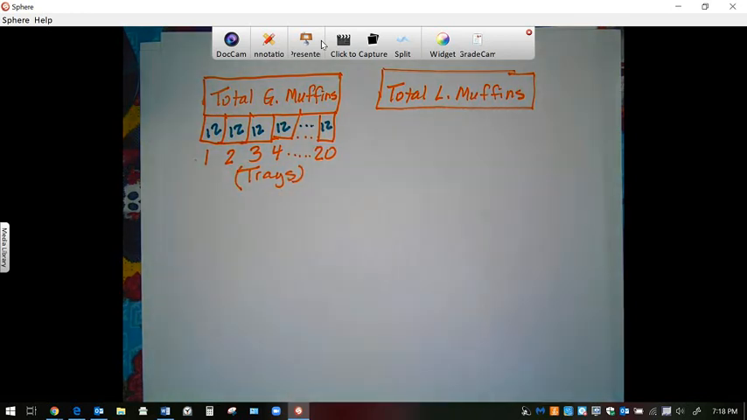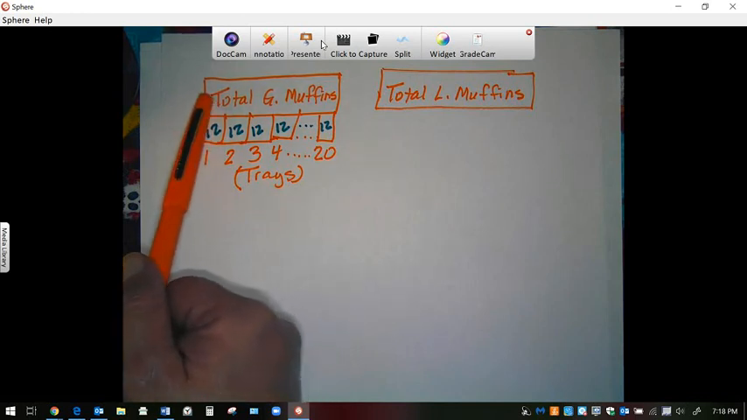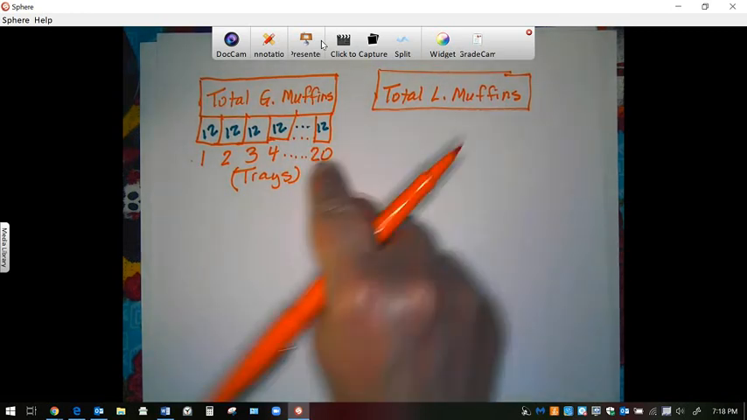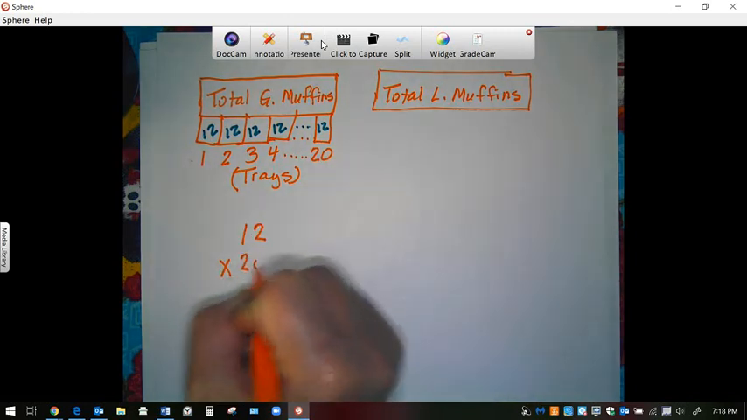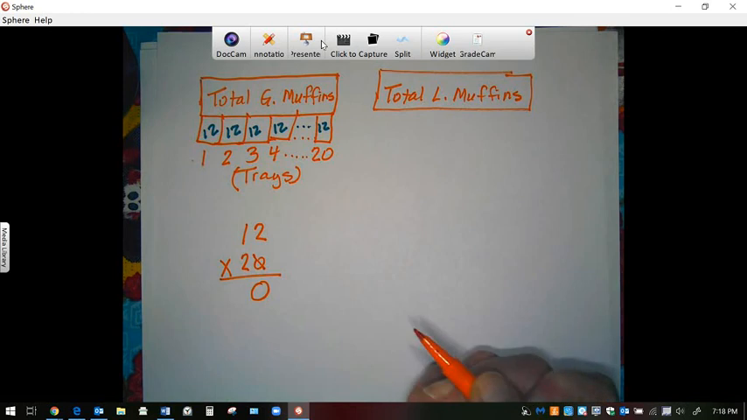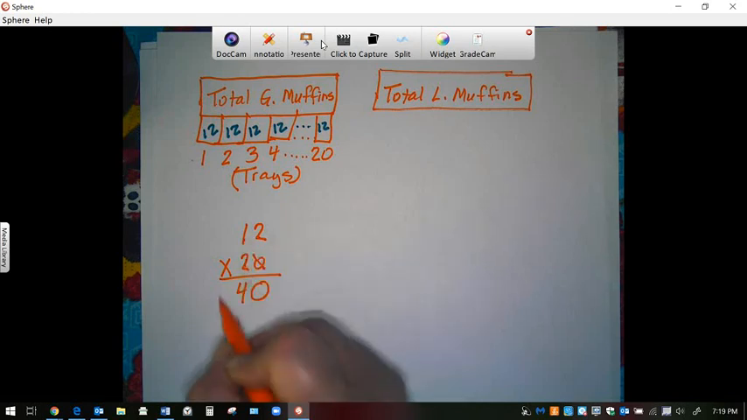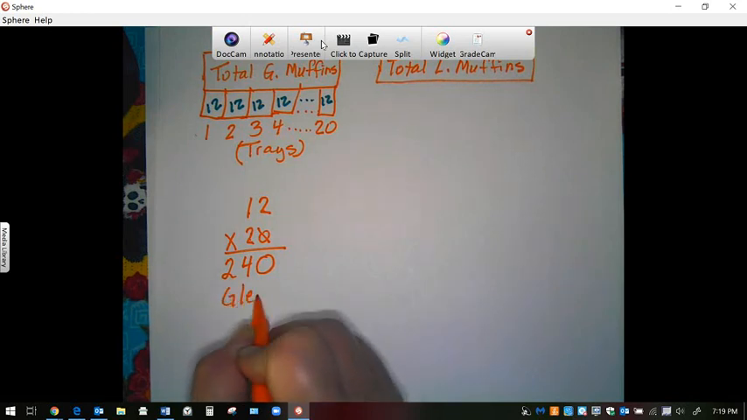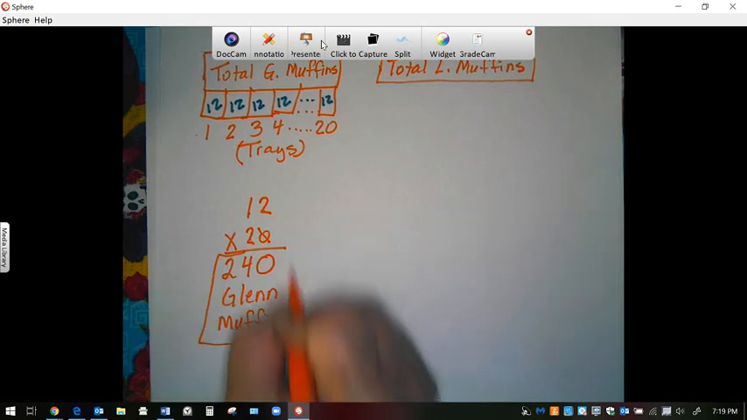Okay? So I am looking for the big number again, because that is the big box that we need. We have our two small numbers, so we're going to multiply. And if you see, there's a 0. So we're going to do 12 times 20. And we've already learned that when you have a 0, cross it out, bring it into your answer. And then you have 2 times 2, 4. 1 times 2 is 2. So Glenn has 240 muffins. So 240 is what Glenn has.